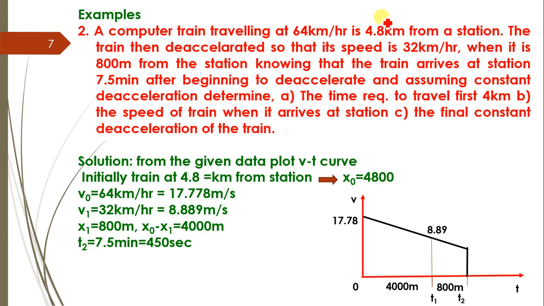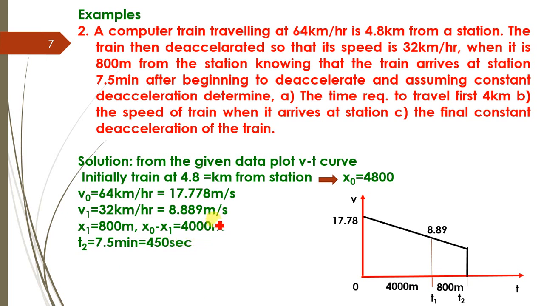Then further, knowing that the train arrives at the station 7.5 minutes after beginning to decelerate, it means that t2 is equal to 7.5 minutes, that is 450 seconds. So considering the initial position, that is 0, to the train reaching the station, the total time interval it will take is 7.5 minutes when it starts getting decelerated. So t2 is given as 450 seconds, and here x1 is 800, x0 minus x1 is 4000.